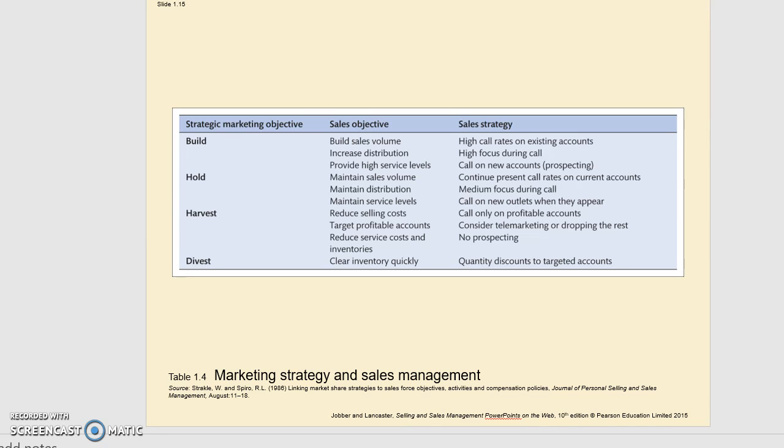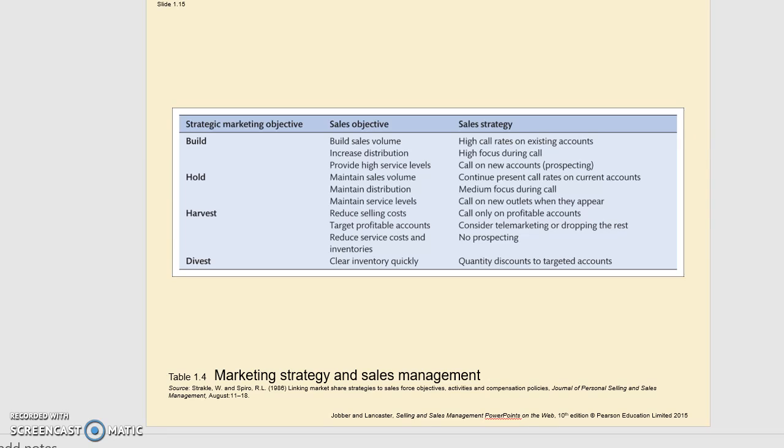If you're just in a holding pattern, you obviously want to maintain your sales volume. You're going to continue with your present call rates on your current accounts, maintaining your distribution and having a medium focus during the call, maintaining your service levels, calling new outlets when they appear, but you're not actually seeking them out too critically.